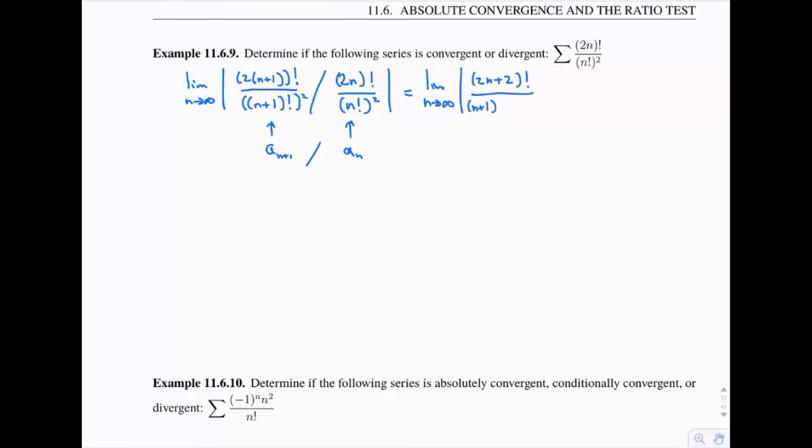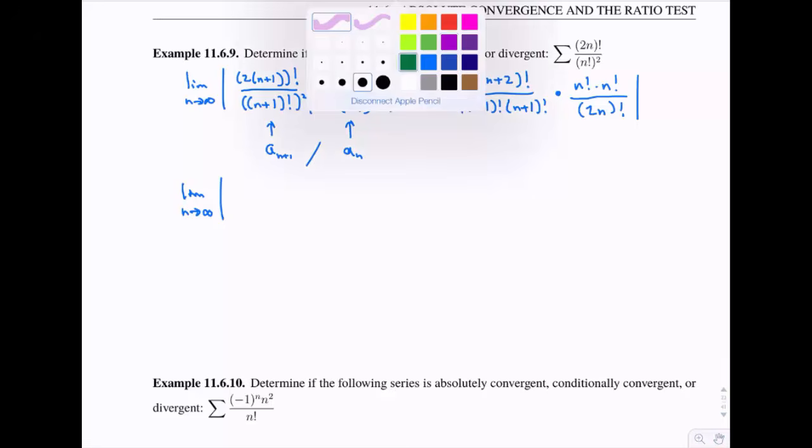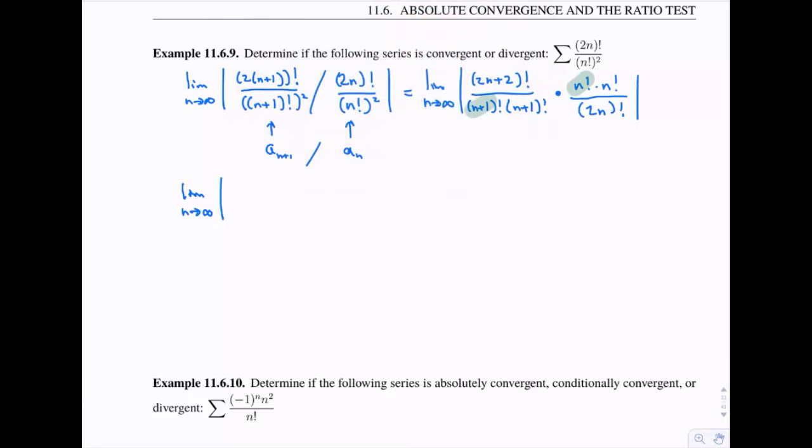So (2n plus 2) factorial over (n plus 1) factorial times (n plus 1) factorial. That's the same thing as (n plus 1) factorial squared, times n factorial times n factorial, which is the same thing as n factorial squared, divided by (2n) factorial. Okay, and the idea is that I want to group a few things together. So let's do the limit as n goes to infinity.